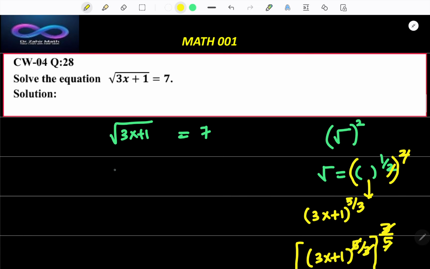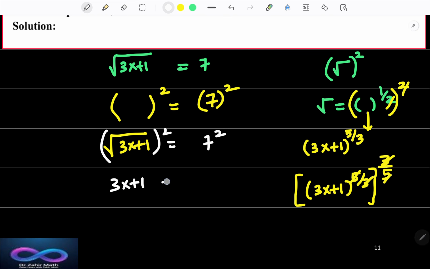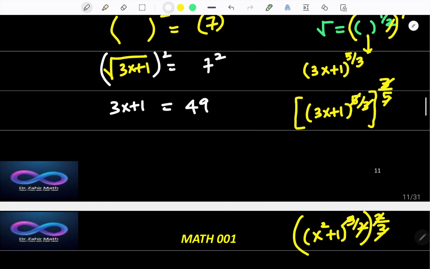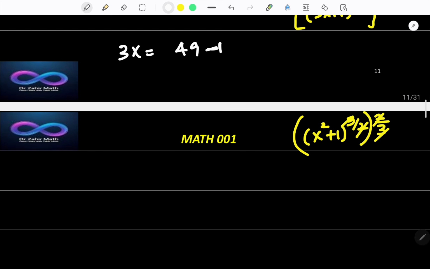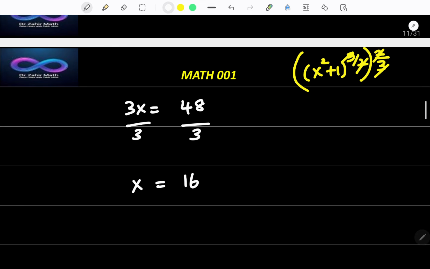So what am I going to do? I'm going to square this one and I'm going to square this one. So this equals square root of 3x plus 1, right? And then whole square is equal to 7 square. So root will go, 3x plus 1 is equal to 49. So 3x is equal to 49 and this one goes that side, minus 1. So 49 minus 1 is what? 3x is equal to 48. So divide by 3 and divide by 3. So x is equal to how much? Which is 16. Clear all of you?